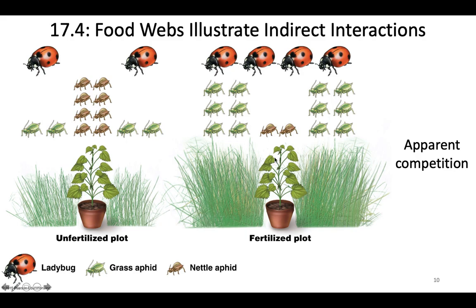I'll explain that again. In this plot where the grass is fertilized, you see an increase in the grass aphids. Ladybugs are eating those grass aphids, so you see an increase in the ladybug population. That increase in the ladybug population then causes a decrease in the nettle aphid. So that's apparent competition because even though they don't feed on the same host plants, an increase in their population causes an increase in the predator, which then suppresses the other population.